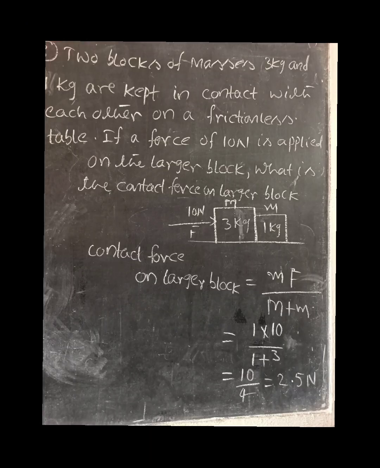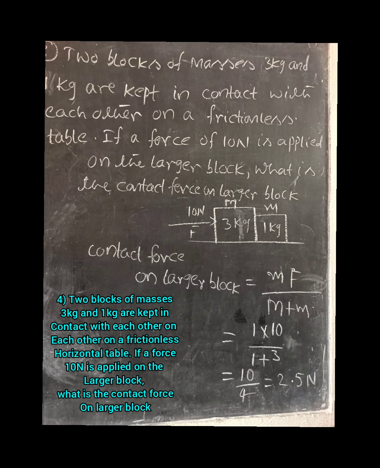Two blocks of masses 3 kilograms and 1 kilogram are kept in contact with each other on a frictionless horizontal table. If a force of 10 N is applied on the larger block, what is the contact force on the larger block? Contact force on larger block is equal to mass of smaller block into force on larger block by total mass. That is equal to 1 into 10 by 1 plus 3.